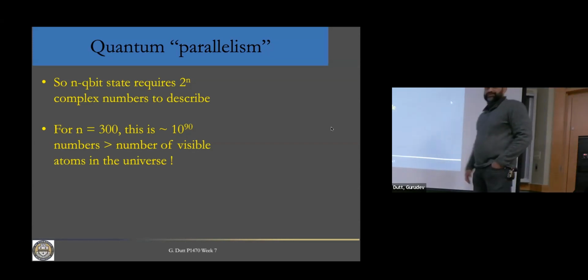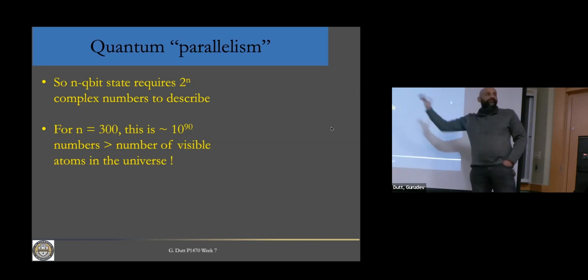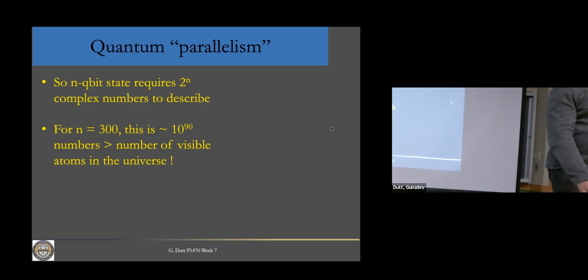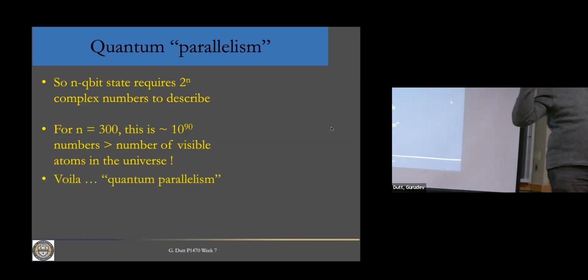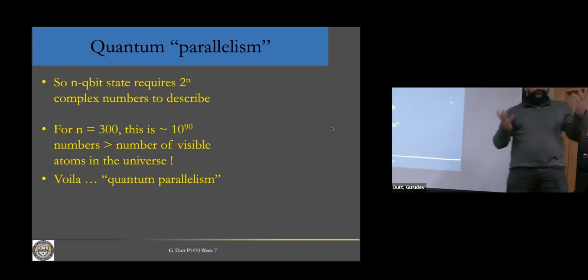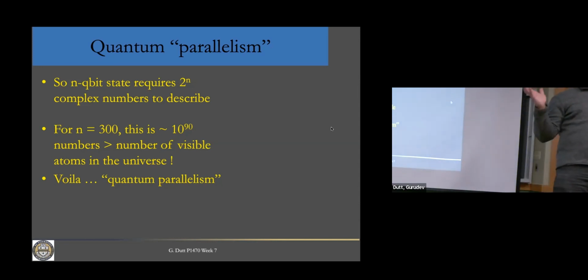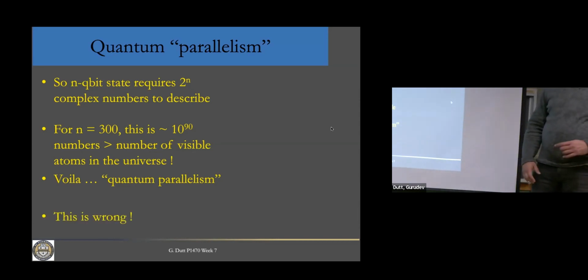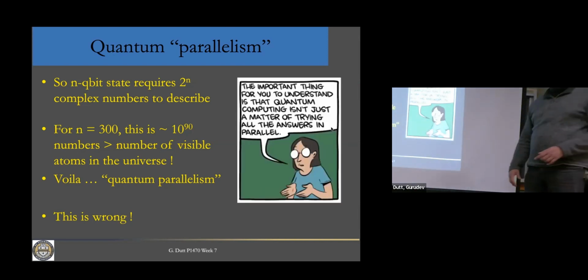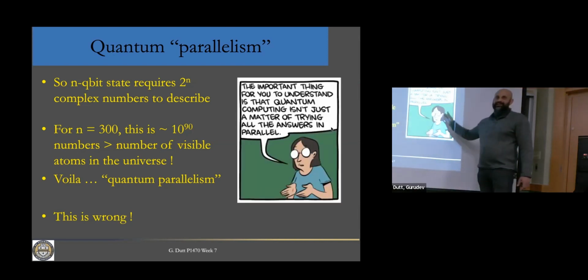So that's what people say the power of quantum computing comes from. Look at that. In your quantum computer with just 300 qubits, you could compute the entire universe, is the claim. And that's what they call quantum parallelism, because in parallel, everything is being computed together, and wow, this is an enormous amount of computational power, right? Wrong.